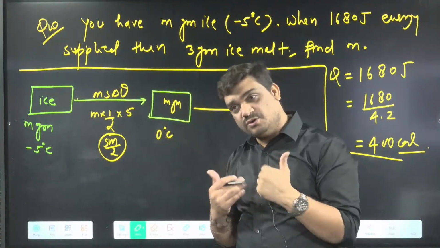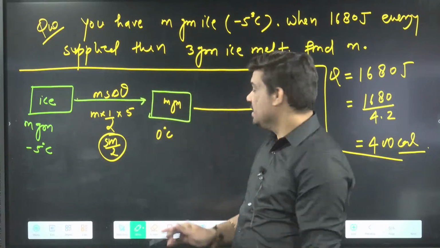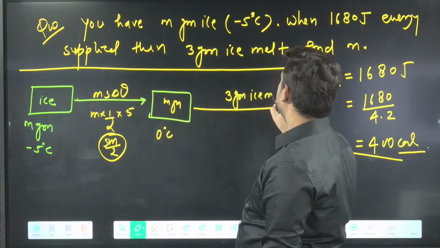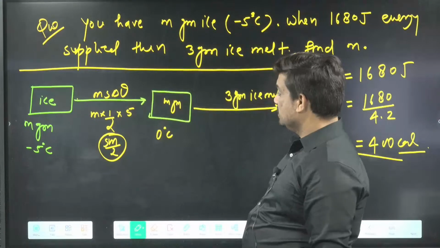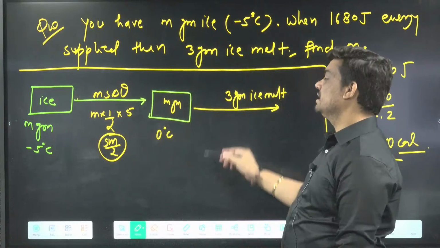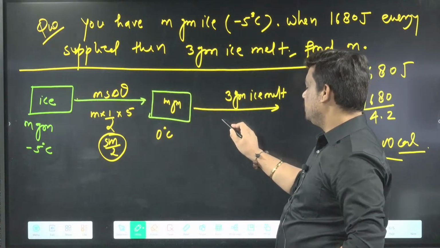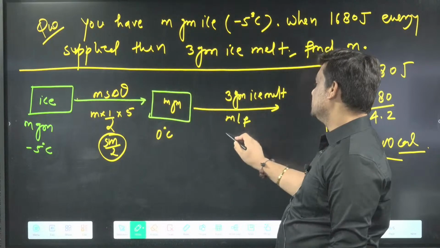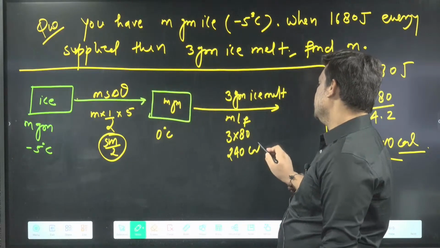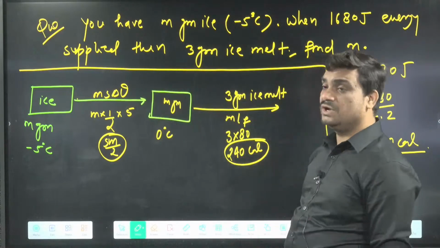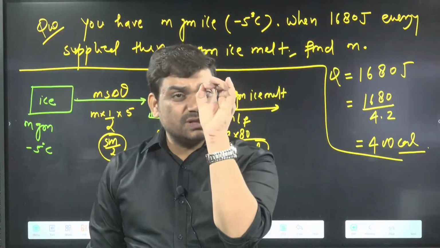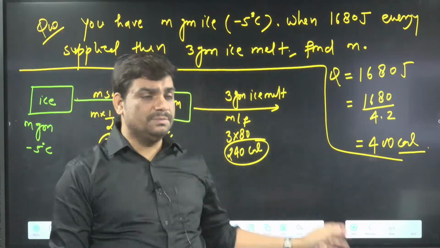Now it will say, yes, now you can melt whatever you want. Okay, now we can say how much ice is melting here. 3 gram ice melts. So this energy was consumed just to bring it to 0 degrees Celsius, and then 3 gram ice melts. For this one, it will be mLf, so we can say 3 into 80, that is 240 calories. 240 calories are used for melting of 3 gram, because they have given only 3 gram is melting. So for the melting of 3 gram, how much energy is consumed?